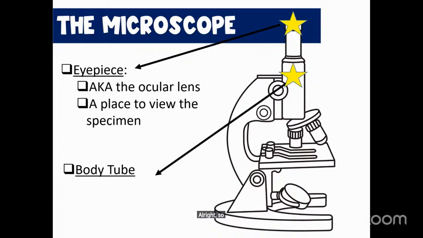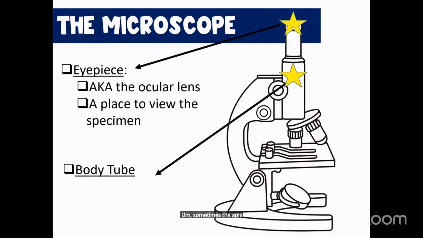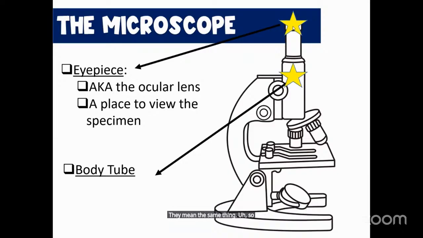All right, so let's start with the eyepiece, which is generally at the top of your microscope. This is the part that you look into to view the specimen. Now, if you have just a basic microscope, you might only have one eyepiece, but in some fancier microscopes, you might actually have two eyepieces. Sometimes the eyepiece is known as the ocular lens, so you'll see both of those terms used interchangeably. Just make sure you know the eyepiece and the ocular lens, they mean the same thing. So the eyepiece is just a place to actually view the specimen with your eye.